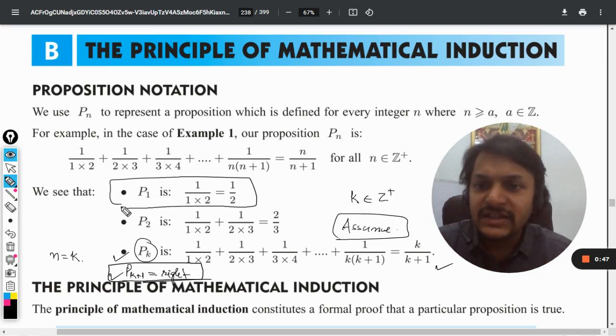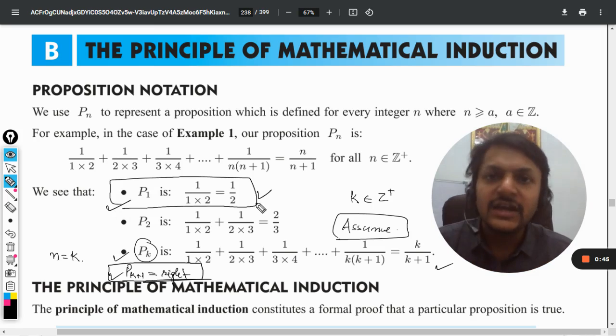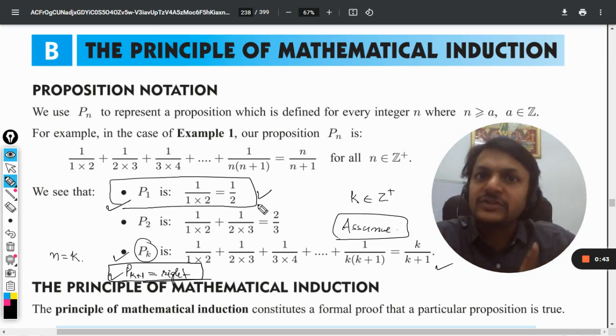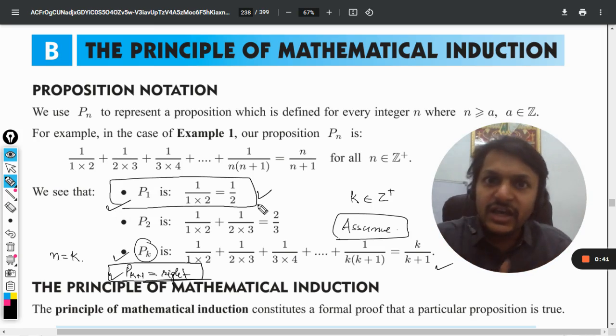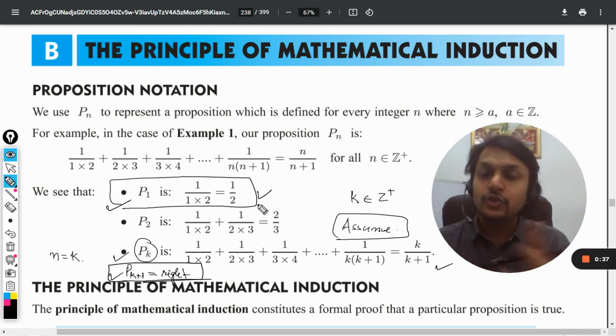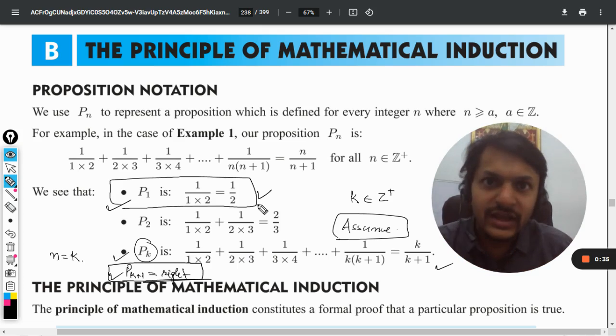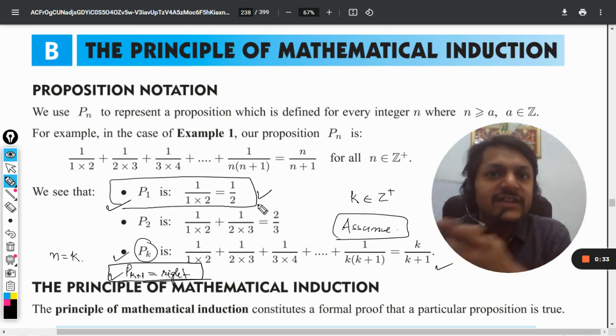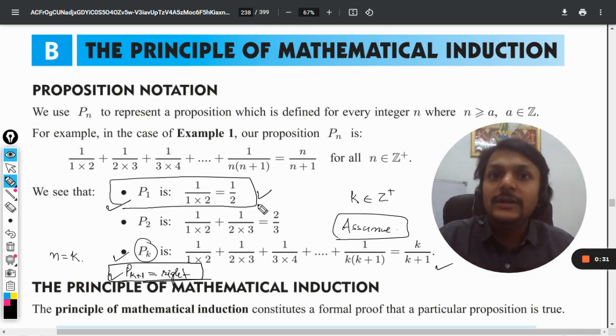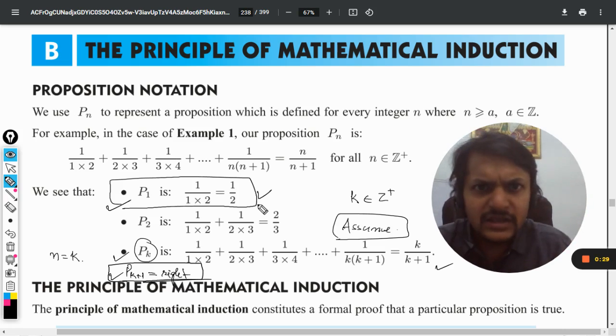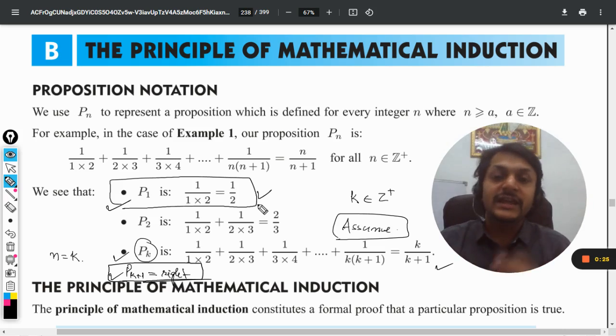It only means that if p of 1 is correct, it is correct for all the positive integers coming after it. If it is correct for 1, then it will be correct for 2. If it is correct for 2, it must be correct for 3. If it is correct for 3, it must be correct for 4. So this is the principle of mathematical induction.